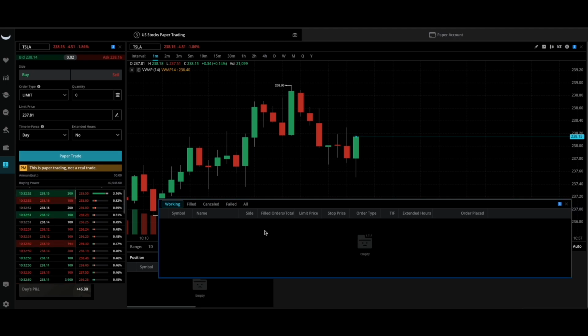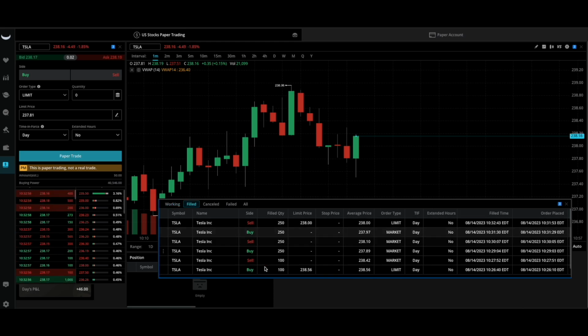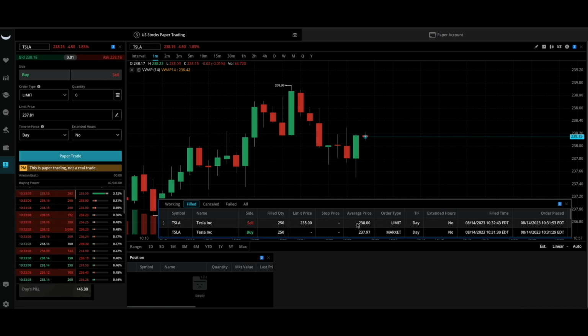And let's see if... Oh, so now that it filled on the limit order, you have to go to filled. And you're going to see right here, and I'm going to lower this a little bit so it's easier for newer traders. You can see here that we bought 250 shares at 237.97, and then we sold 250 shares at 238.